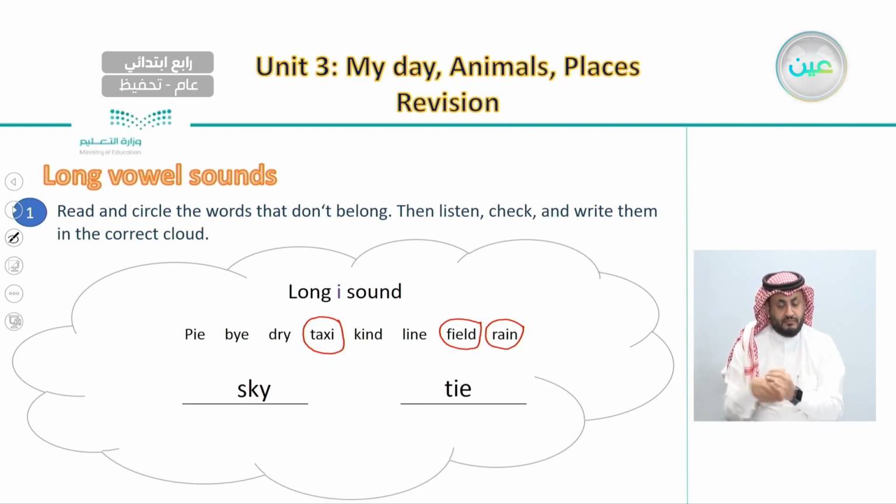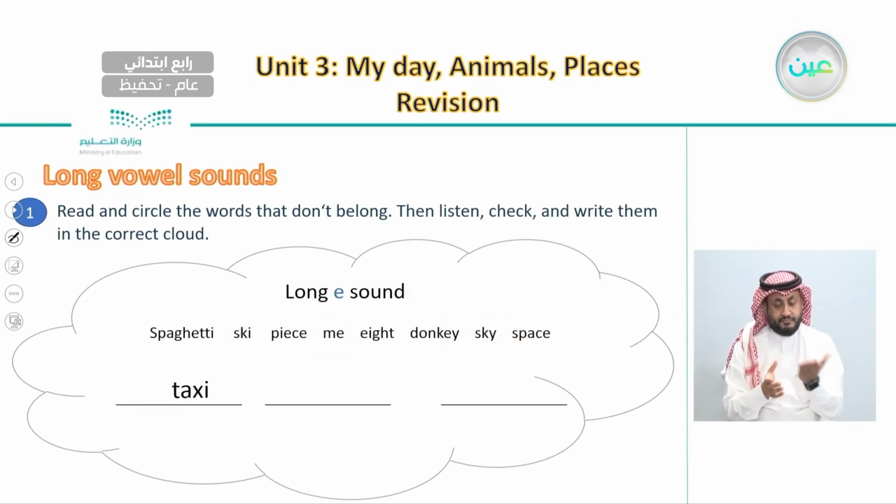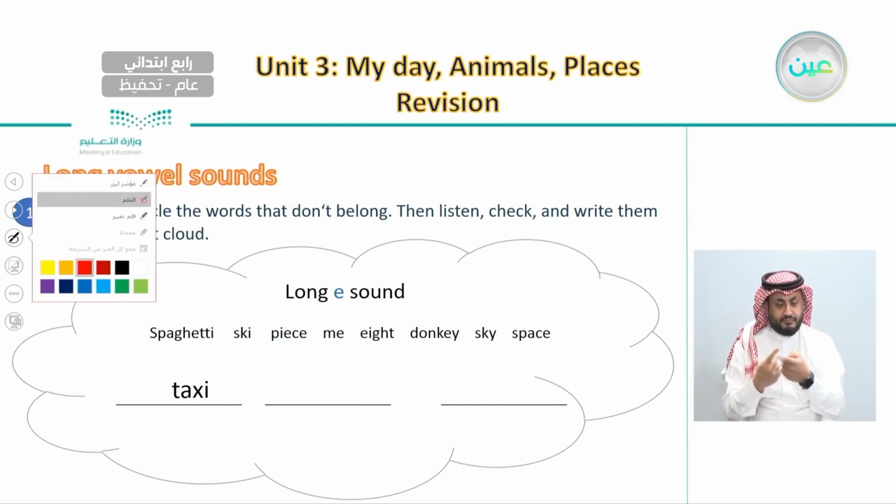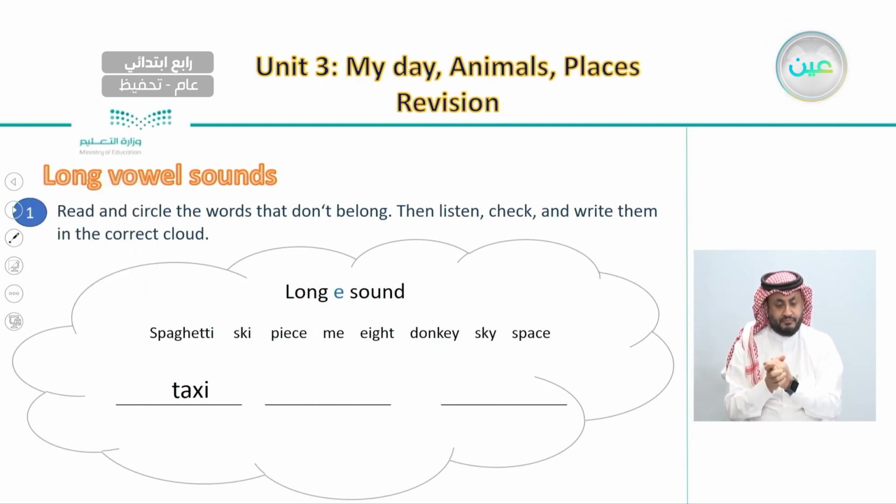Now let's listen one more time to the long I sound. So we have pie, sky, buy, dry, kind, tie, line. All of these words have the long I sound. Now, let's listen to the other cloud that is called the long E sound.